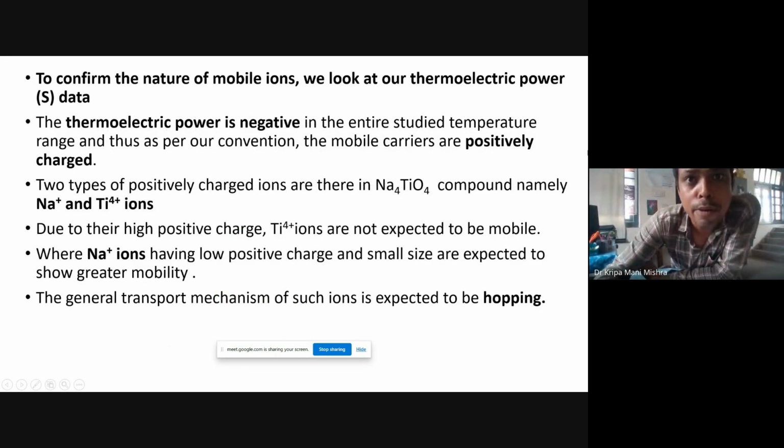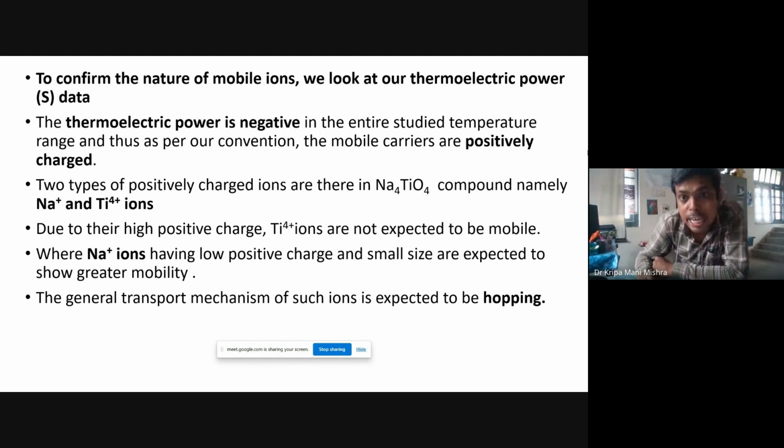To confirm the nature of mobile ions, we look at the thermoelectric power. The thermoelectric power is negative in the entire studied temperature range, and thus, as per our convention, the mobile carriers are positively charged. Two types of positively charged ions are there in the Na4TiO4 compound, namely sodium ions and titanium ions. Due to their high positive charge, titanium ions are expected to be less mobile, whereas sodium ions, having lower positive charge and small size, are expected to show greater mobility. The general transport mechanism of such ions is expected to be hopping.